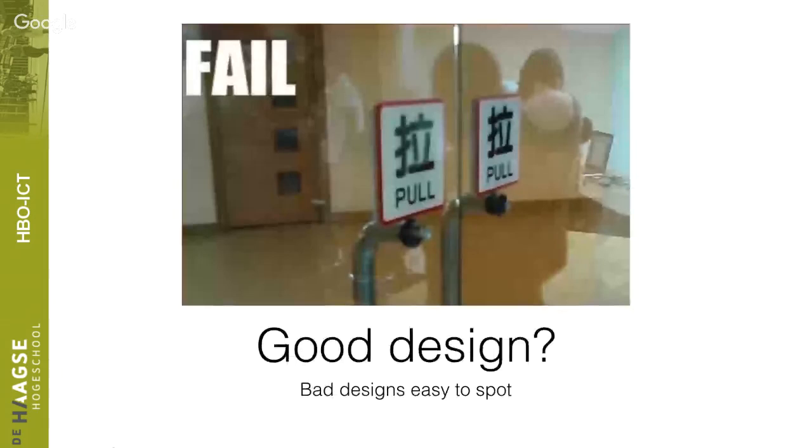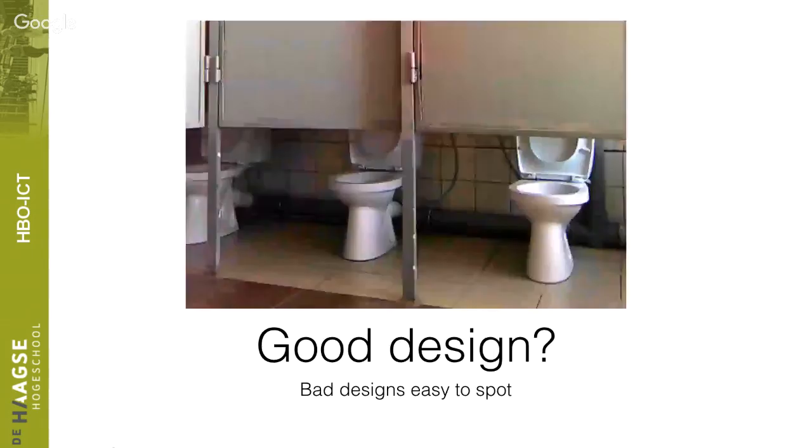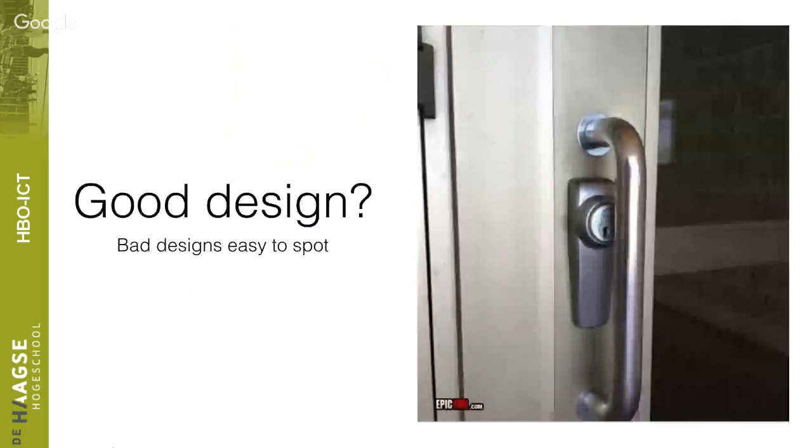So if we look around, we can see examples of bad design everywhere. And then it's really obvious for us, right? So bad design is really easy to spot. But trying to find good design is more tricky.